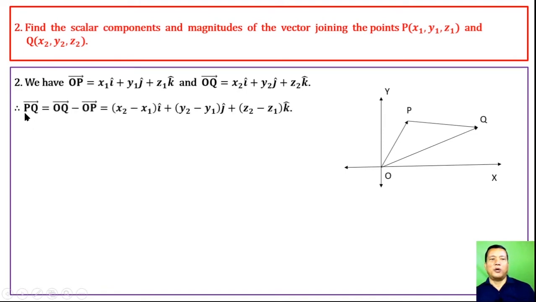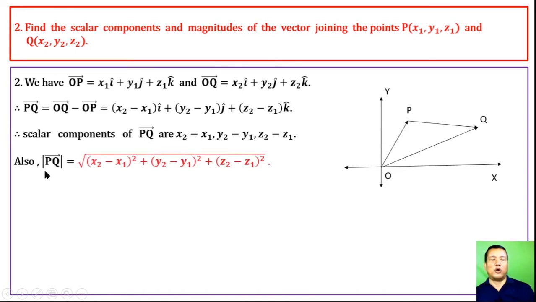As in this picture, P dagi Q satpa vector haibasi P dagi Q, OQ minus OP na P gani. OQ is OQ dagi OP khaidokrabadi x2 minus x1 times of i cap plus y2 minus y1 times of j cap plus z2 minus z1 times of k cap. Therefore, scalar components of PQ vector are i ki coefficient x2 minus x1, j ki coefficient y2 minus y1, k ki coefficient z2 minus z1. Also, magnitude of PQ is square root of this square plus this square plus this square.